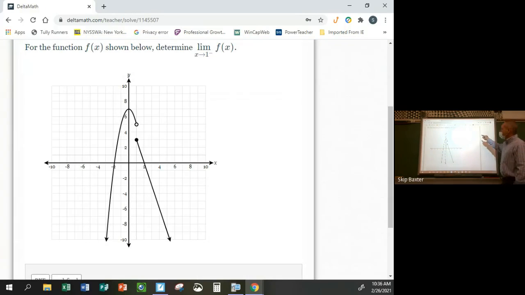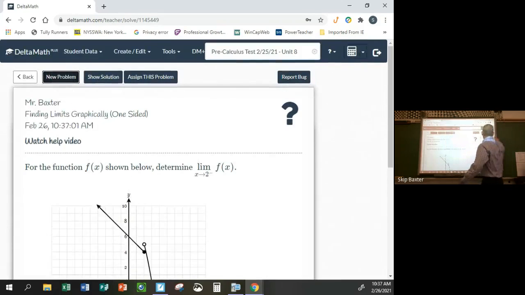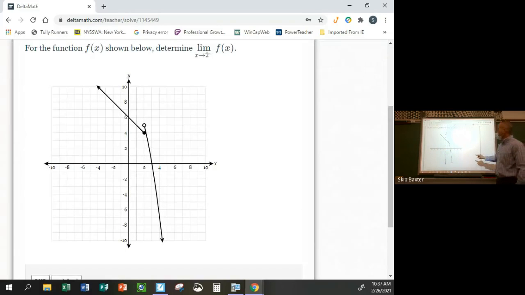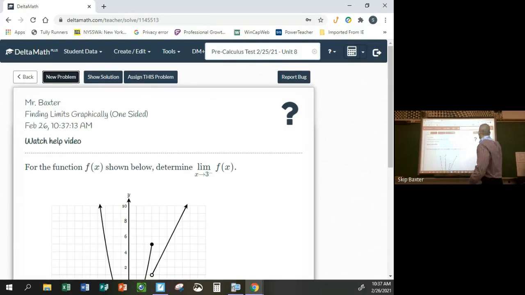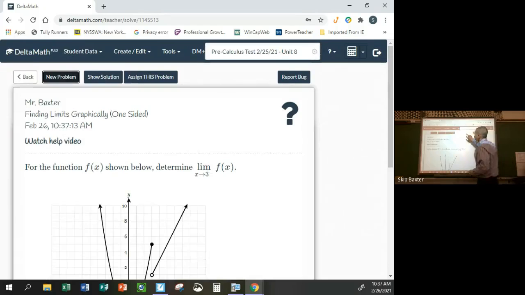Sienna, what's the limit as x goes to 1 from the left? Correct. 3 from the right, correct. Limit as x goes to 2 from the left. What is it? 4 from the right? 5. This is easy, isn't it? Limit as x goes to 3 from the left. Correct. From the right? 1. Let's go.